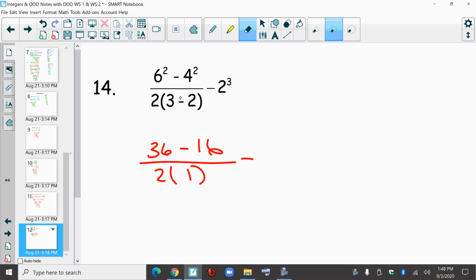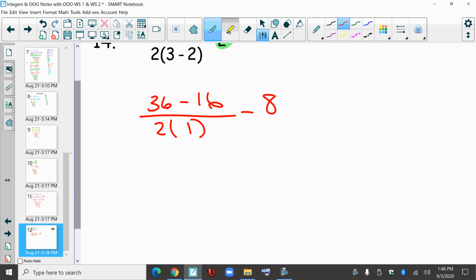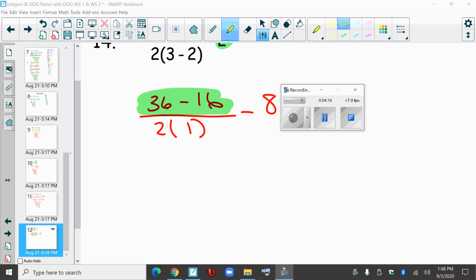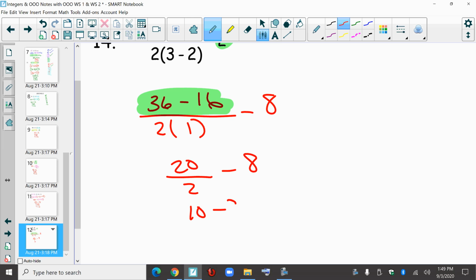Then I'm going to go ahead and do the 2 cubed. 2 times 2 is 4. Times 2 is going to be an 8. So now I'm going to take 36, take away 16, because this is a problem up here. 36 minus 16 is going to give you 20. 2 times 1 is going to be 2. 20 divided by 2 is 10. Minus 8 is going to be 2. And that is Order of Operations Worksheet number 2.